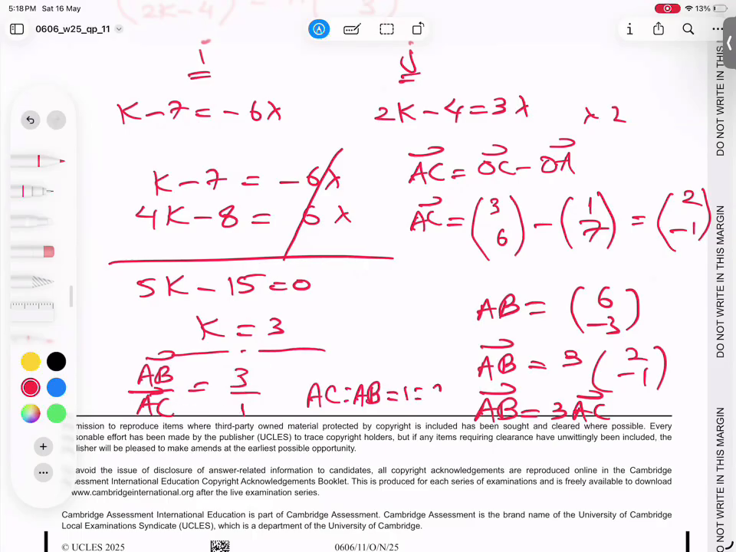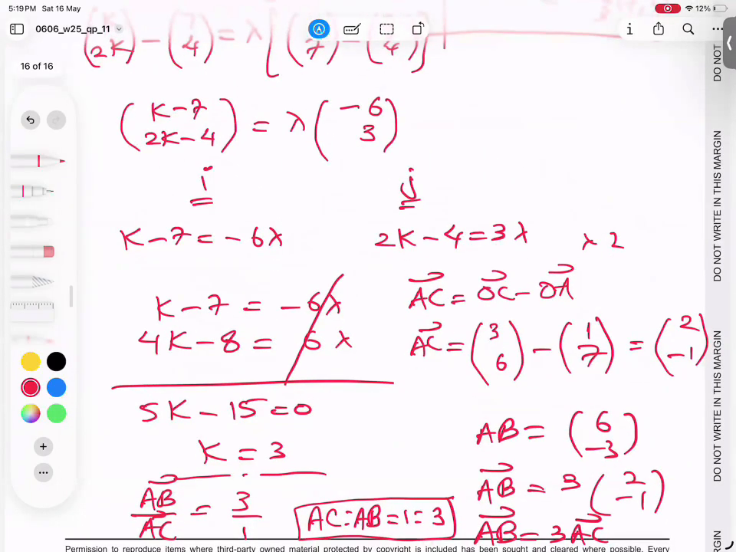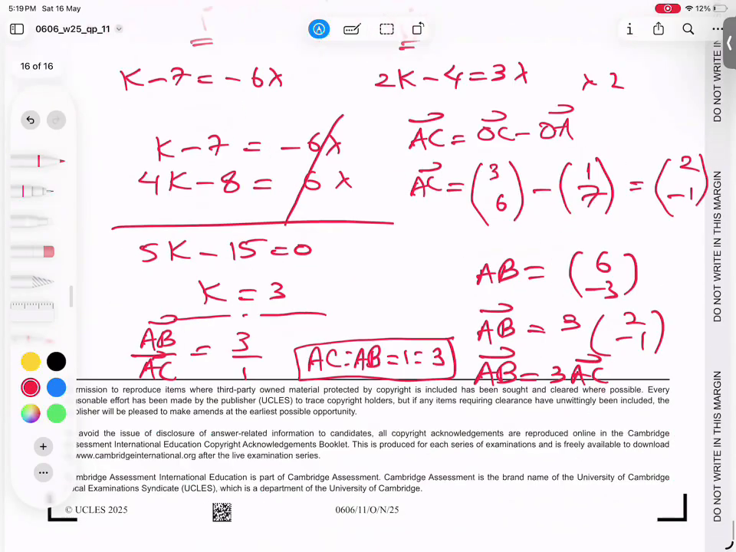I believe the point is very clear, and how we have done the vector method. Though we have other ways as well, I hope your concept is very clear with the vector ratio method. And the paper is completely done.